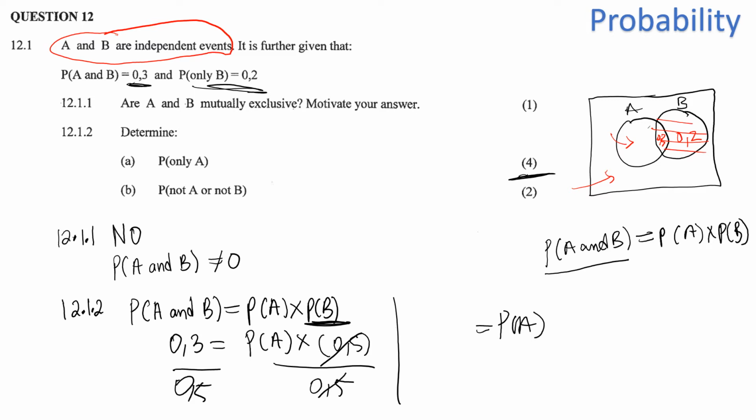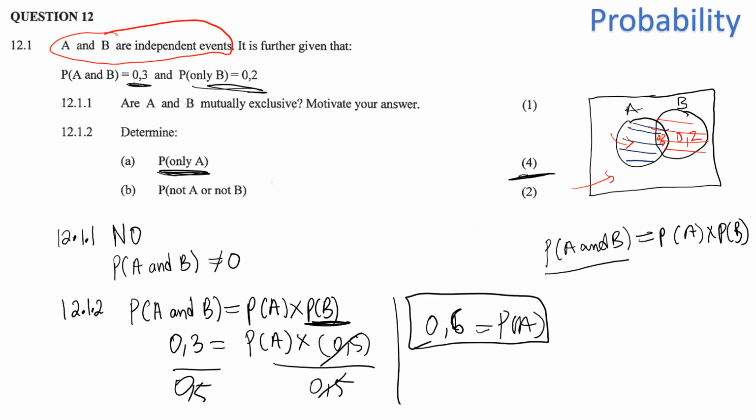Is equals to 0.3 divided by 0.5, which will give us 0.6. Okay, so probability of A is 0.6. Remember, this is not the probability of only A, but it's the probability of A, meaning that is the probability that includes everything that lies in the circle for A.